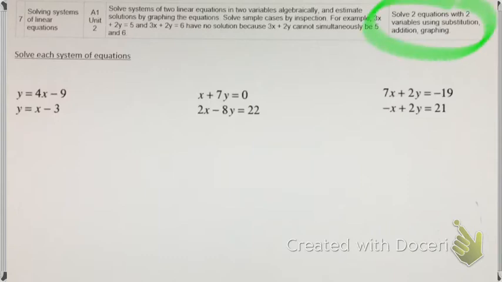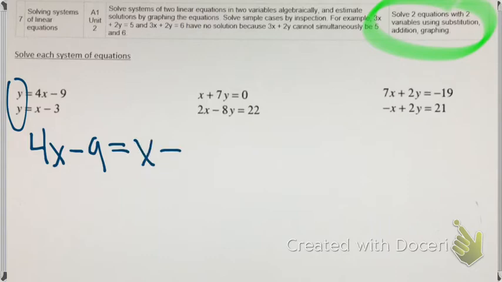The first one is substitution, and that means this idea when y equals and y equals, you can just literally substitute one equation up into the other one for y. So in other words, 4x minus 9 is going to be equal to the same thing as x minus 3. It's because they're both equal to y.